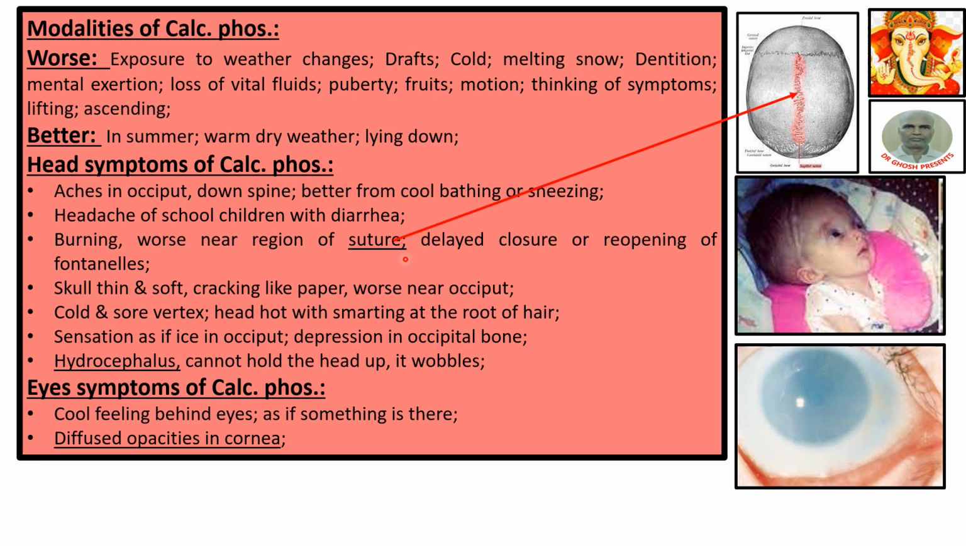Worse near occiput. Cold and sore vertex. Head hot with smarting at the root of hair. Sensation as if there is ice in the occiput. Depression in occipital bone. Hydrocephalus.